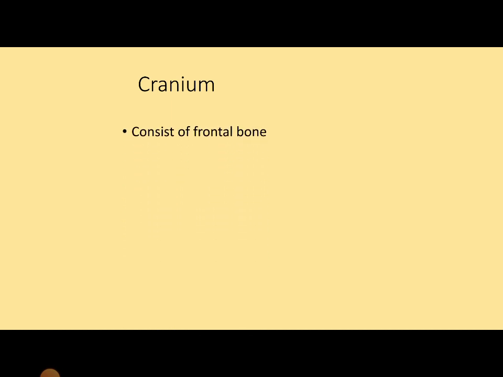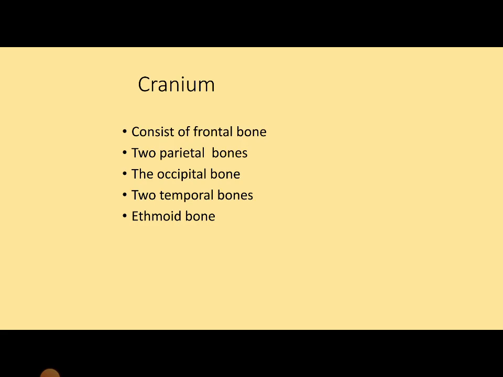Cranium. The cranium consists of the frontal bone, only one frontal bone, then the two parietal bones, then the one occipital bone, then the two temporal bones, then the one ethmoid bone, and one sphenoid bone.